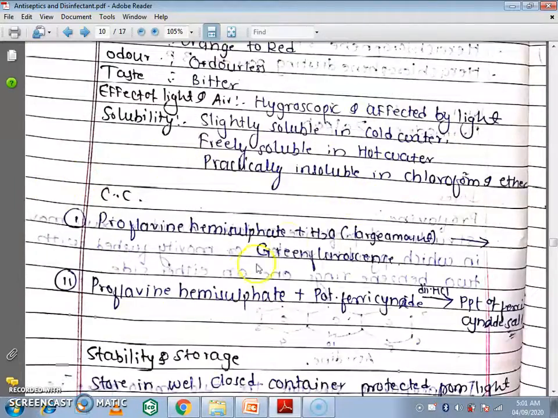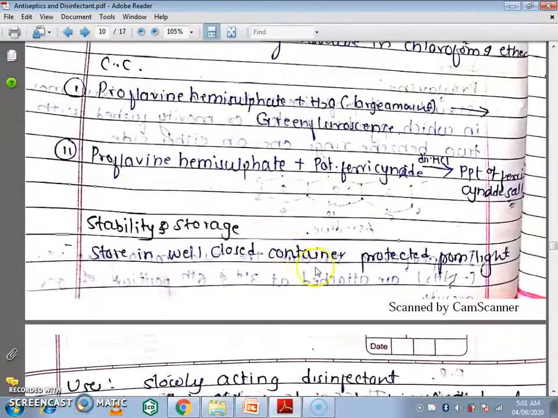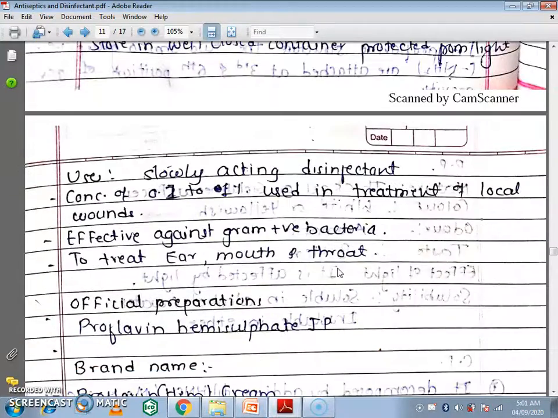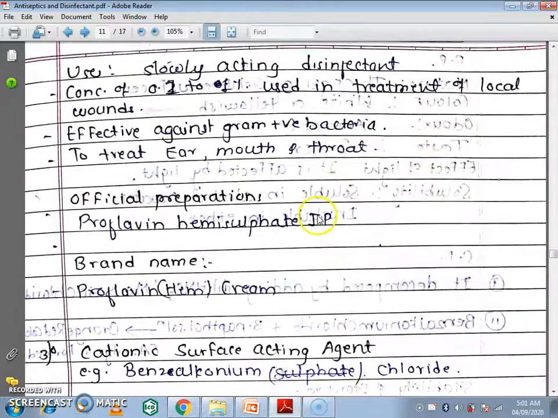These are the chemical properties of proflavin. This is the stability and storage. And these are the uses, which are very important. It is a slowly acting disinfectant, used in the treatment of local wounds at 0.1 to 1%. It is also effective against gram-positive bacteria and treats ear, mouth and throat infections. Its official preparation is proflavin hemisulfate IP and the brand name is proflavin hem cream.